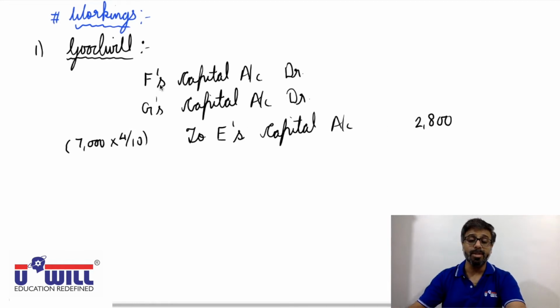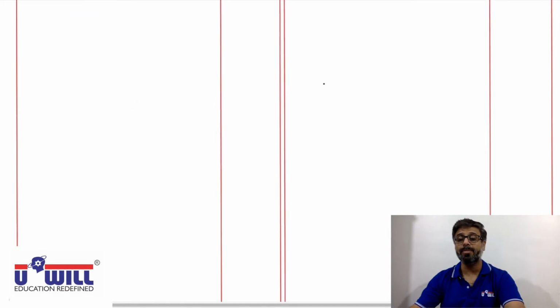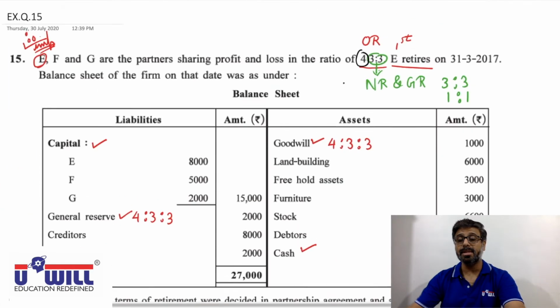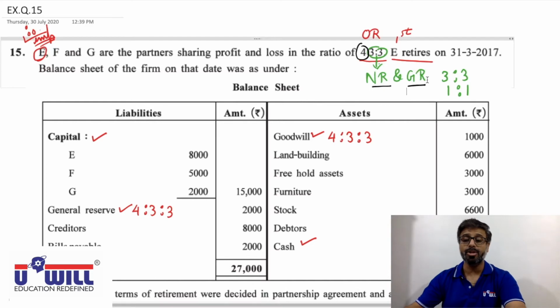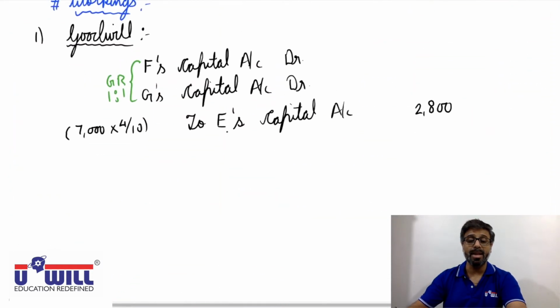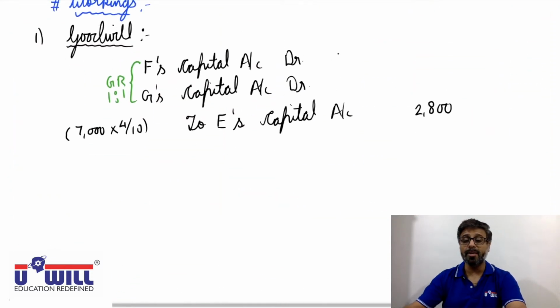Now this we have to distribute between F and G in gain ratio. What is that gain ratio we discussed just now? 1 is to 1. As we discussed, the old ratio of F and G is 3 is to 3, that is 1 is to 1 itself, which is the new ratio as well as the gain ratio. So we'll distribute it equally: 2,800 into 1 by 2 and 1 by 2, 1400, 1400.